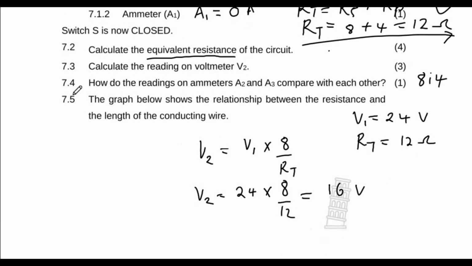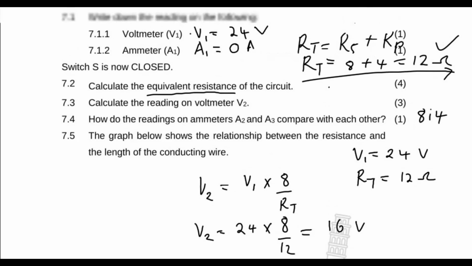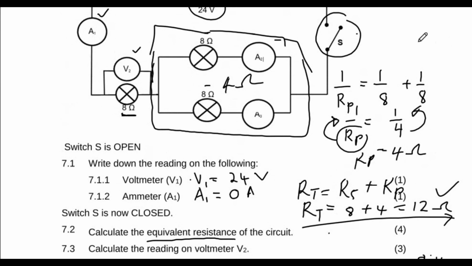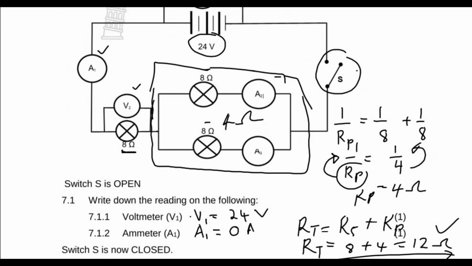Now, question 7.4. How do the readings on ammeter A1 and ammeter A2 compare with each other? Let's look. So we have ammeter A1 and A2. Resistors connected in parallel have the same potential difference. However, they will split the current. You'll have a current going through this branch and another current going through the other branch. But because these resistors are the same size, they will have the same current.